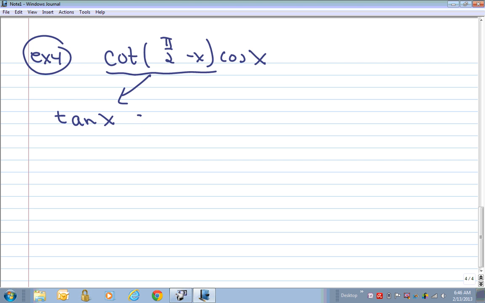And now we have tan x times cosine x. Now we're going to see what we can switch. Again, of the basic identities, sine and cosine are the last two that I would change. Sometimes I have to, but they're the last two I change. I think I would take tan and rewrite tan.